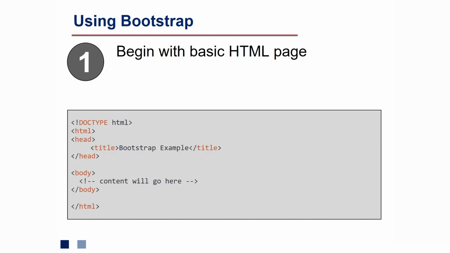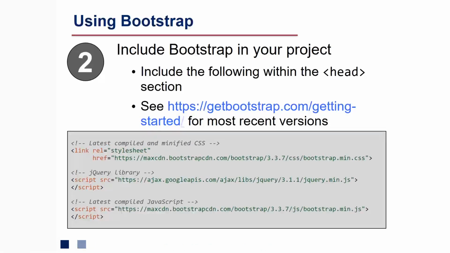So here's a quick way of starting to use Bootstrap. We begin with a basic HTML page, just like any other HTML page that we would write. To include Bootstrap in our project, we would include these following tags in the head section of our HTML page. We would specify the CSS style sheet that we're going to use, and then we would specify these two JavaScript libraries. We'll, of course, look at JavaScript later in this course, but for now, we'll just use the JavaScript that Bootstrap makes available to us on the web. In this particular slide, I'm showing the most recent versions of Bootstrap, but you should go to the getbootstrap.com website in order to get what's more updated.